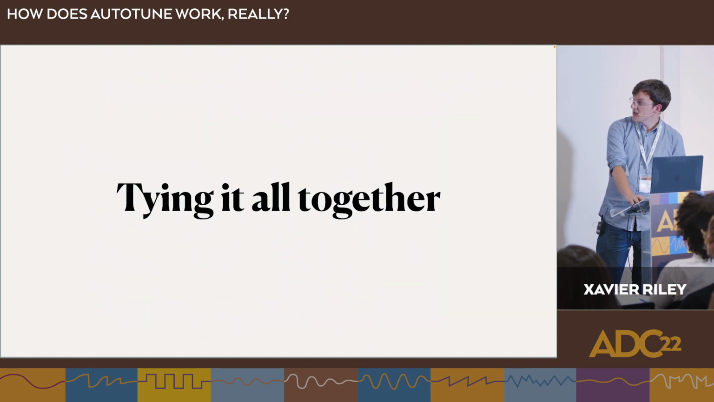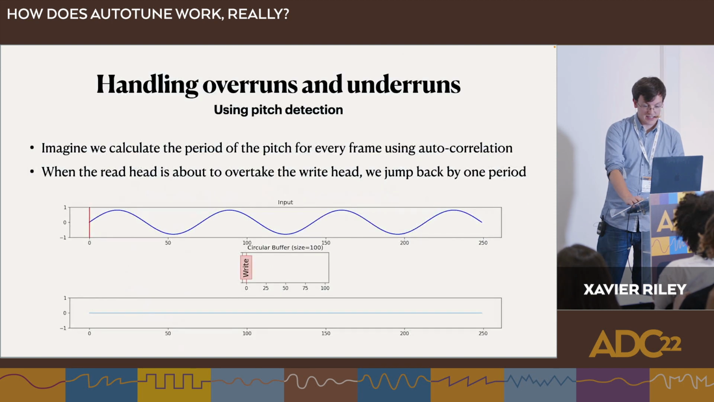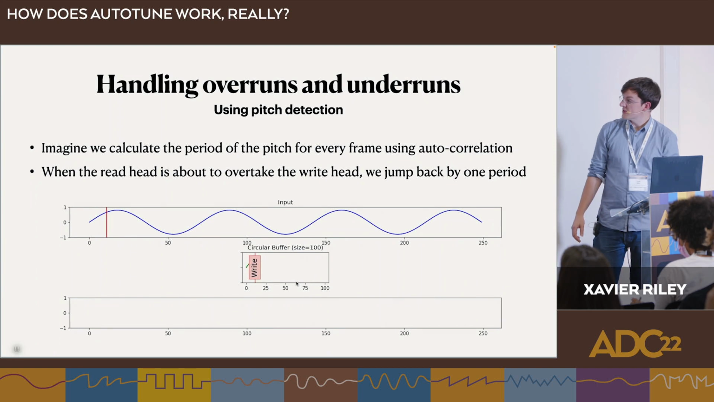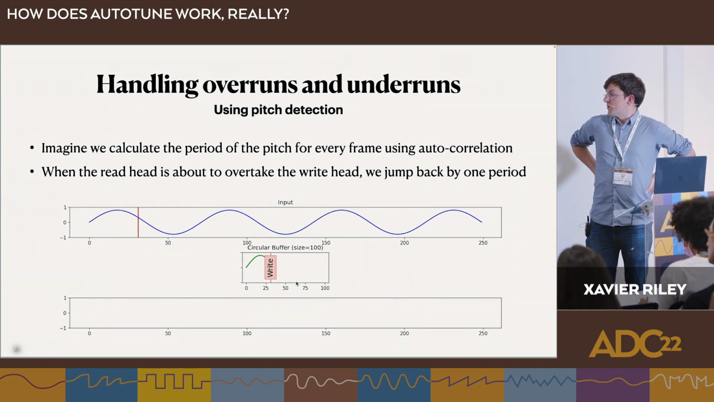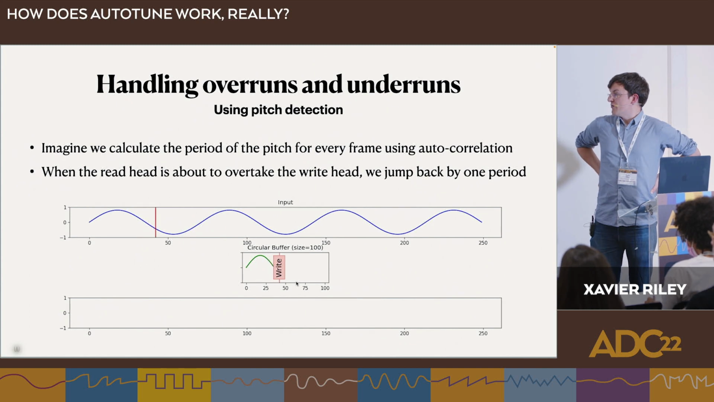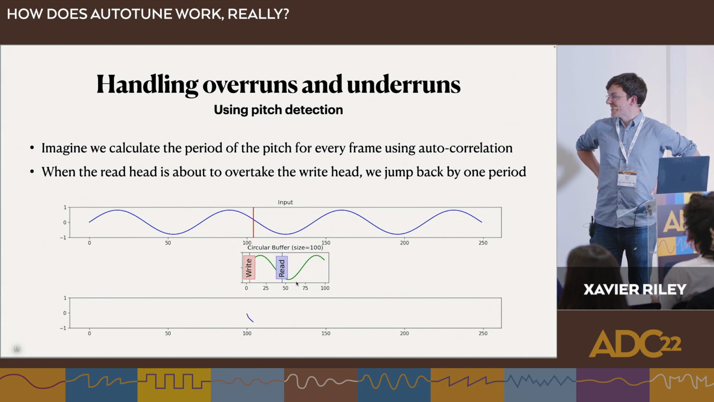Okay, so tying it all together, we've had a little foray into pitch tracking. We go back to our boss with our example of can we repitch an input in a circular buffer without having an overrun. And for some insane reason, I made this really slow. I didn't think about this.